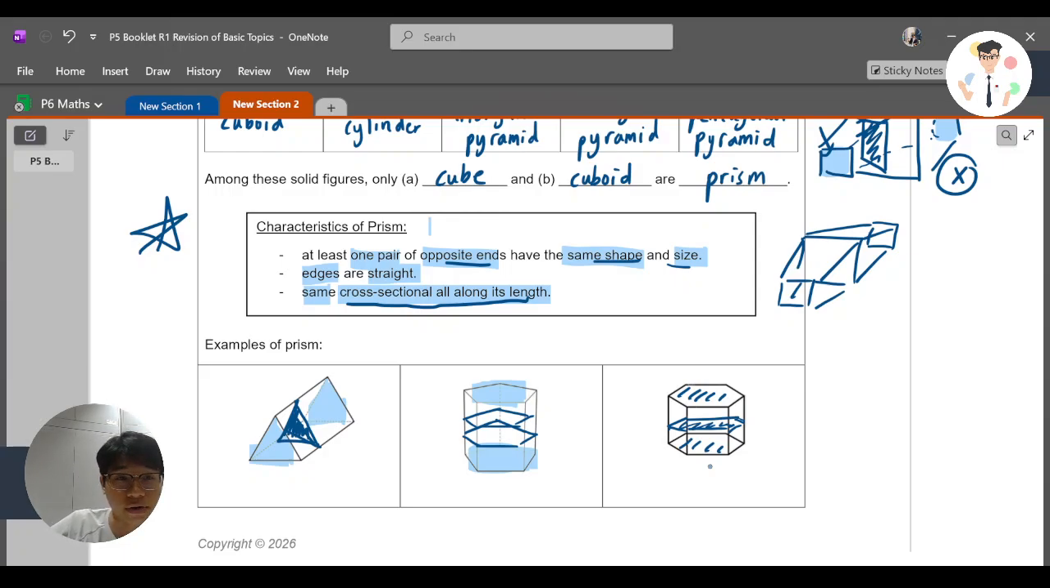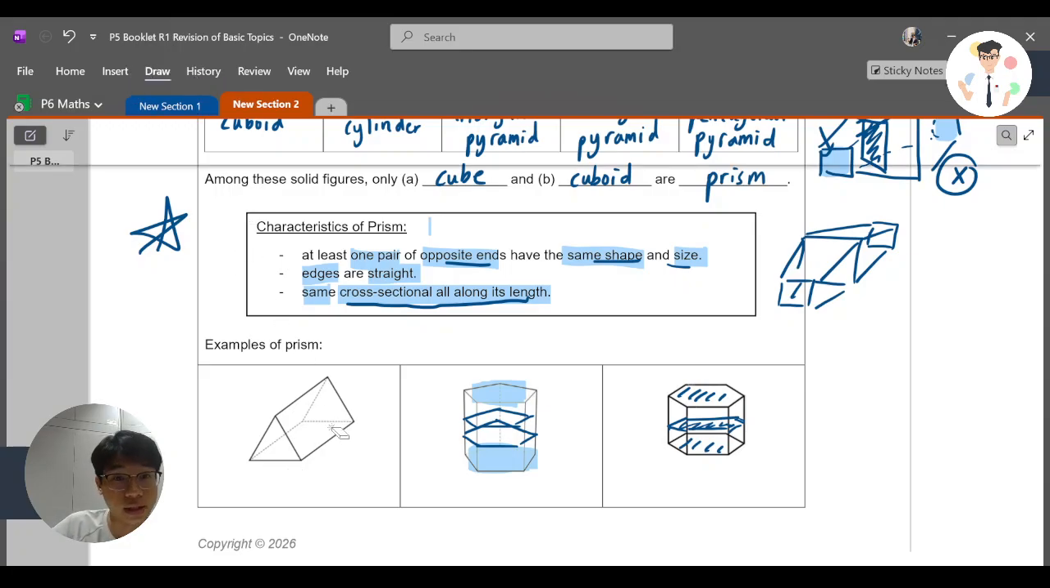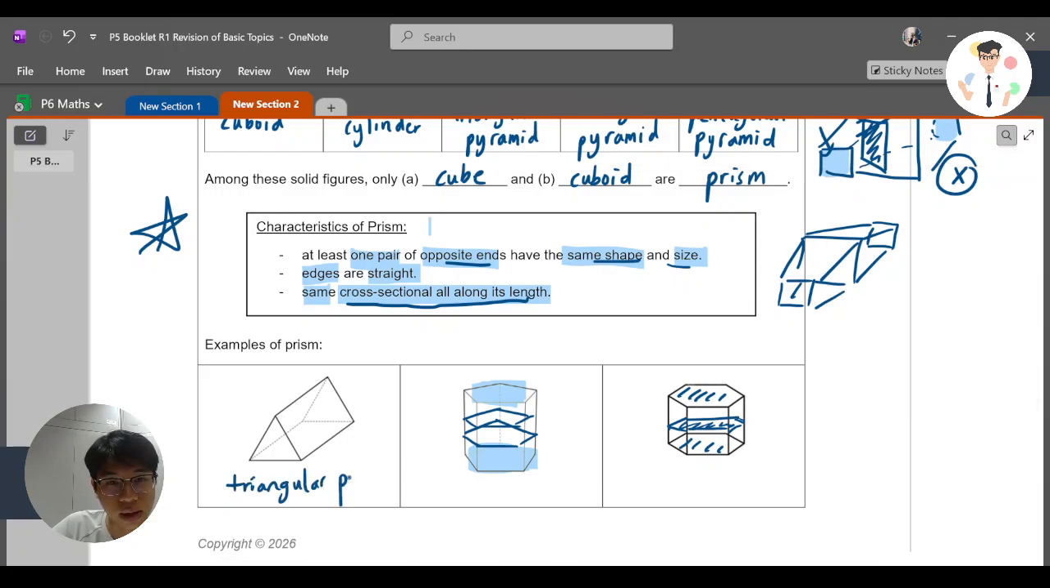And just to clarify, a lot of students might be confused with this shape and this shape. This is a prism. If you want to name it, this is called a triangular prism. Many students confuse this with this, the pyramid, because it looks like a triangle, right? So again, a pyramid is not a prism, but this is a triangular prism.